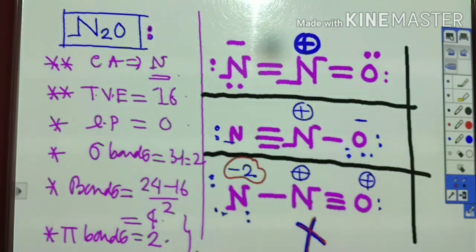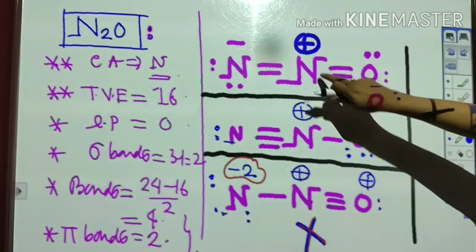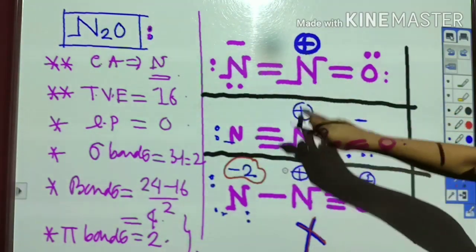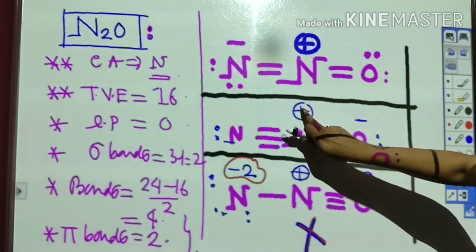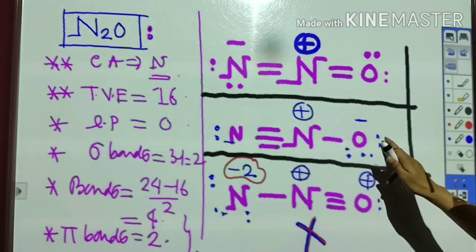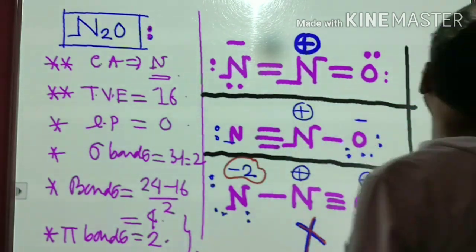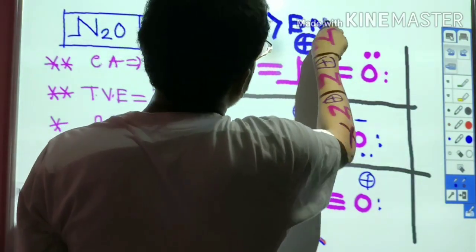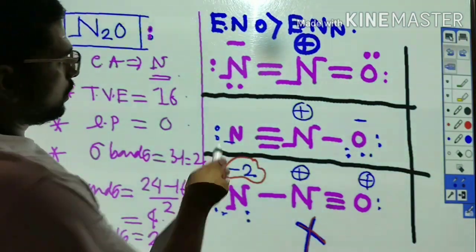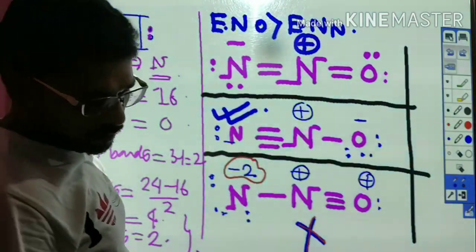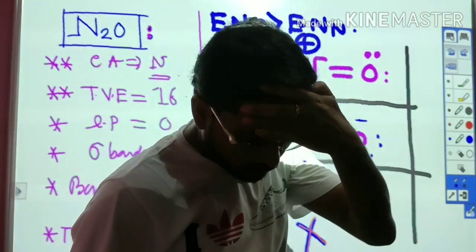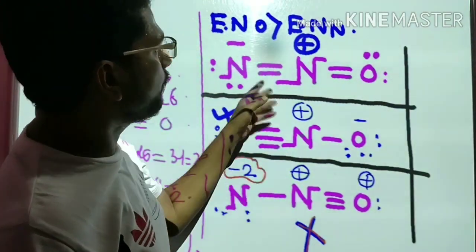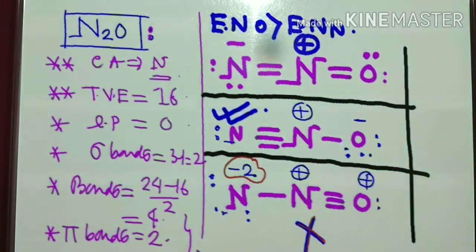Now, out of these two structures, which one will be the best one? In both the structures, the central nitrogen has formal charge positive. Here nitrogen carries negative, here oxygen carries negative. Electronegativity of oxygen is more than electronegativity of nitrogen. So this is the best structure. Which is that one? Plus, minus. Okay, fine. Done. Like that way you need to draw the Lewis structure.